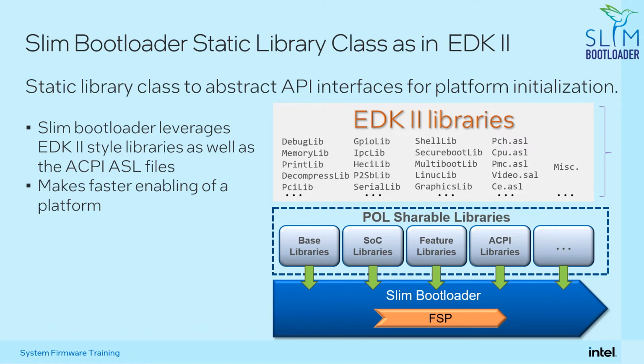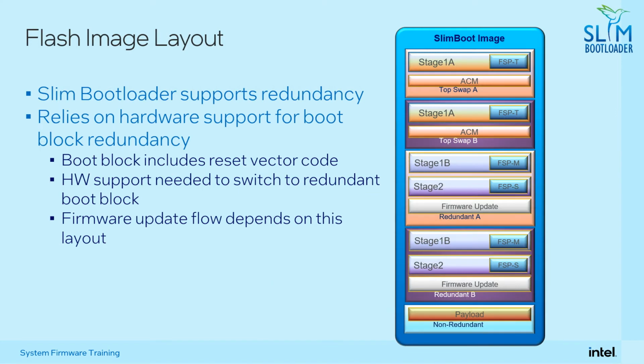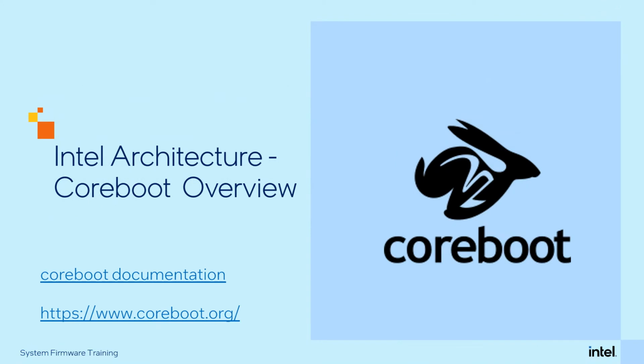Here is the Slim Bootloader flash image layout showing support for redundancy. The FSP, as shown, is also part of the redundancy as integrated with the different stages in the Slim Bootloader flash device layout. The next example is coreboot.